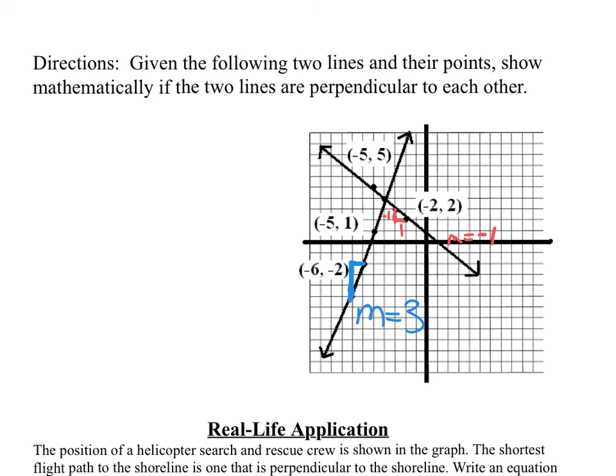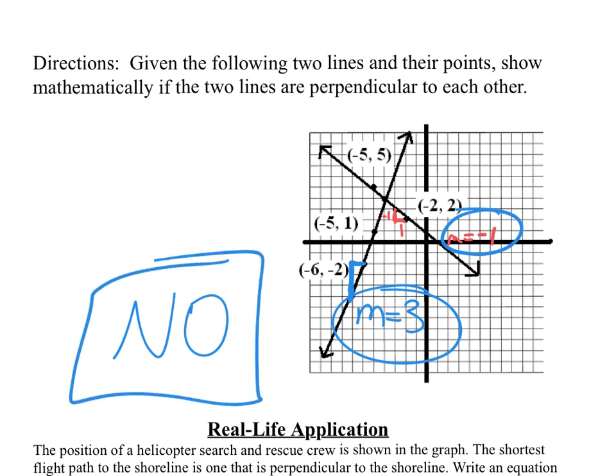So is this perpendicular? Not the same thing, but are they inverses of each other? No. So if this was going to have a perpendicular, the other slope would need to be negative 1/3, right? And if this one had a perpendicular, it would need to be a positive 1 over 1. With me? Okay, we're done.